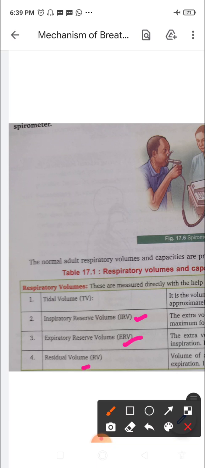Then comes the residual volume, the volume of air remaining, the residue left over. It is the volume of air remaining in the lungs even after maximum force. Even after you force out the air from your lungs, there is still some air left inside the lung. That leftover air is the residual volume, which may be around 1100 ml to 1200 ml.